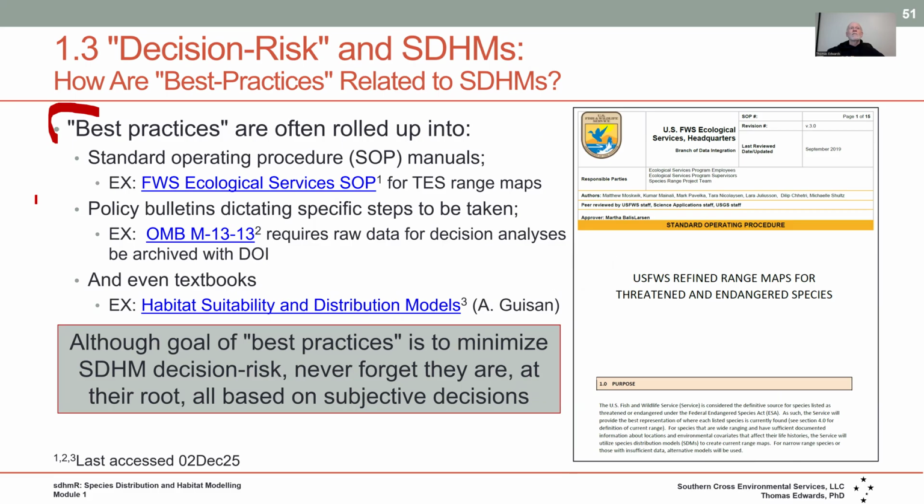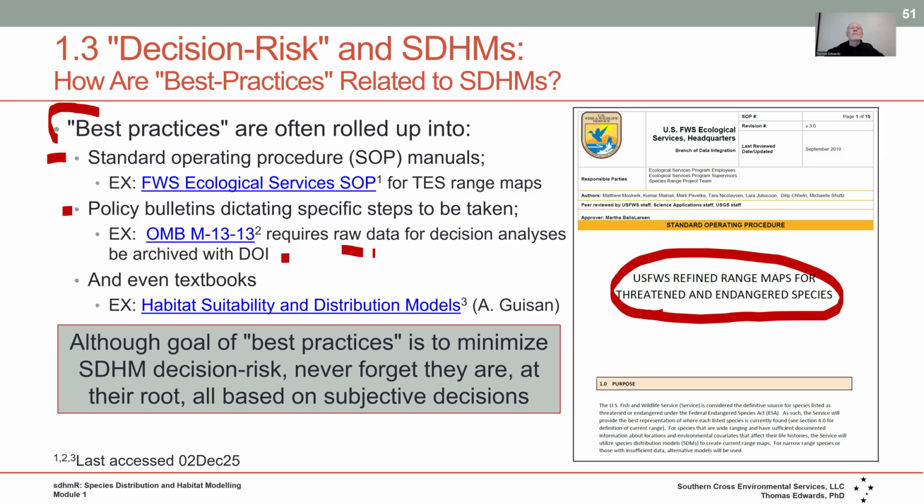Now, best practices are often also rolled up into things like standard operating manuals. This is a manual I worked with Ecological Services to develop a long time ago. That is for their range maps. Oftentimes, policy bulletins exist. If you work in the Department of Interior, then all raw data for decision analyses must be archived, and there even exist handbooks on how to do this. But no matter what, there still is a subjective basis for most best practices, and you need to be aware of that.